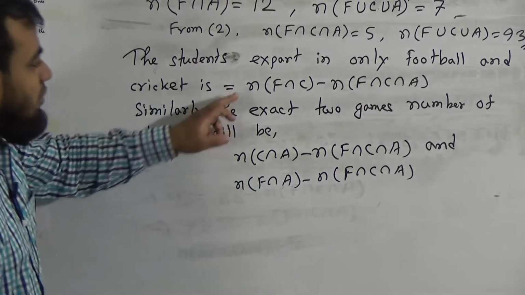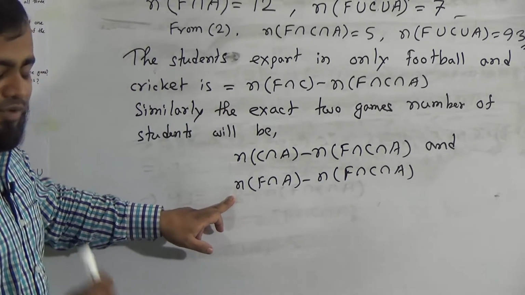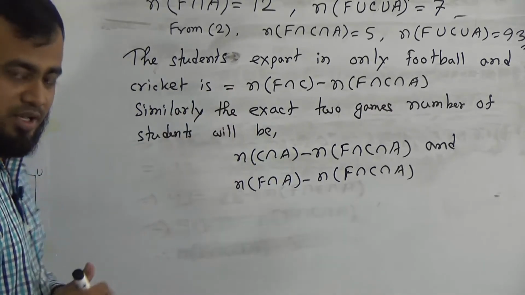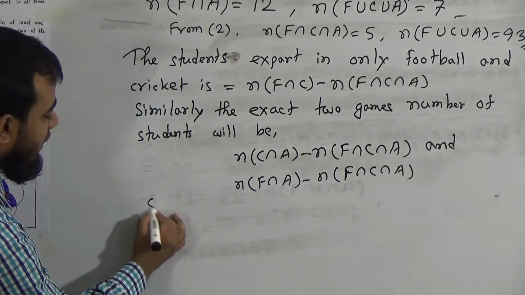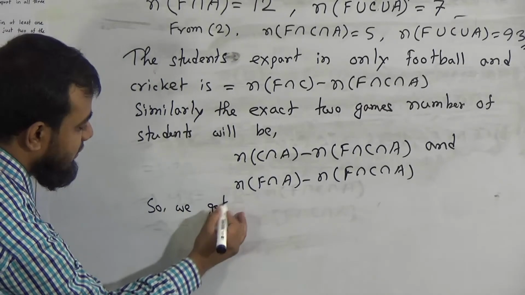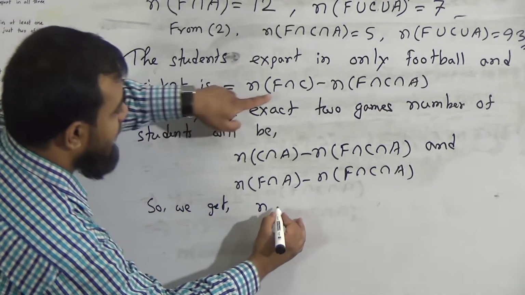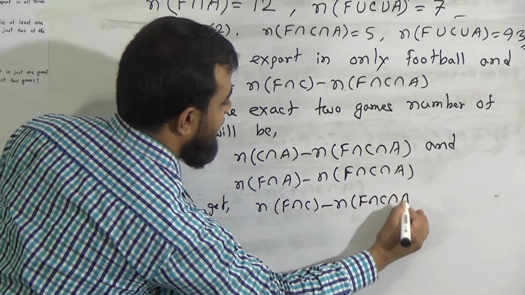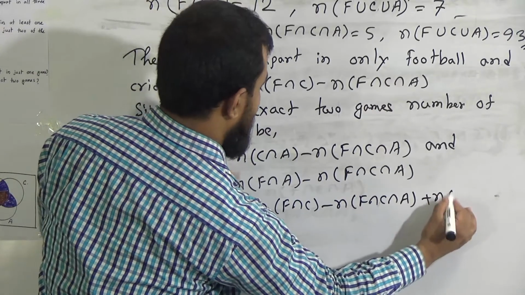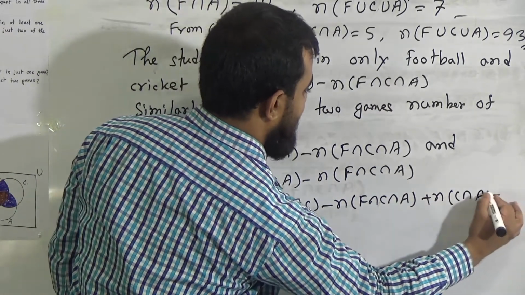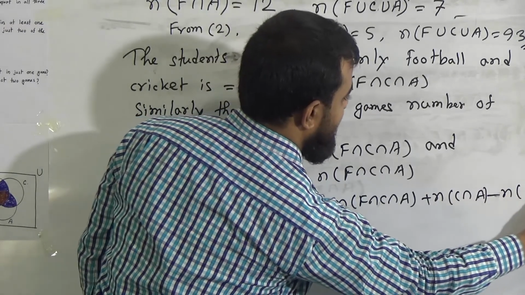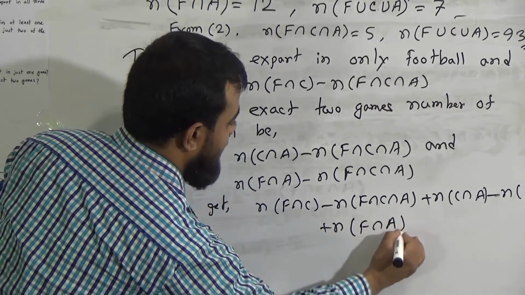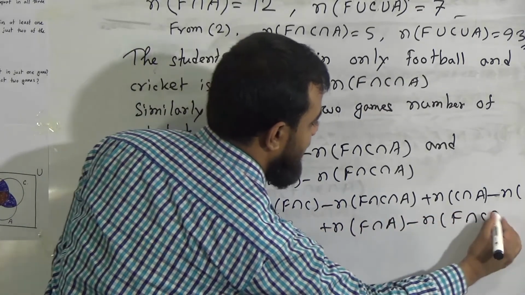Now these 3 portions are the number of students who are expert in exactly 2 games. So these 3 portions need to be added, okay. Now add these 3, so we get number of elements of F intersection C minus number of elements of F intersection C intersection A, plus number of elements of C intersection A minus number of elements of F intersection C intersection A, plus number of elements of F intersection A minus number of elements of F intersection C intersection A.